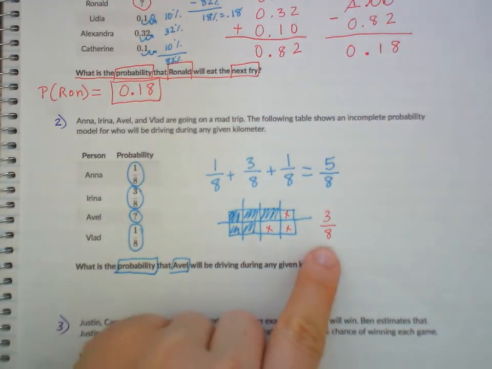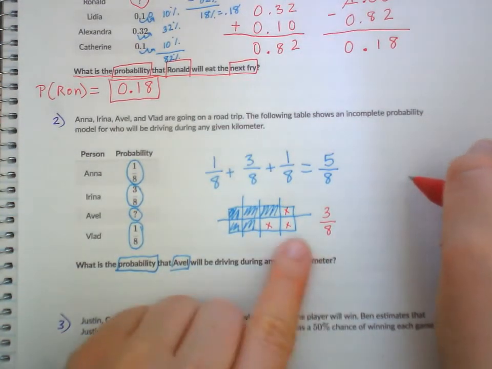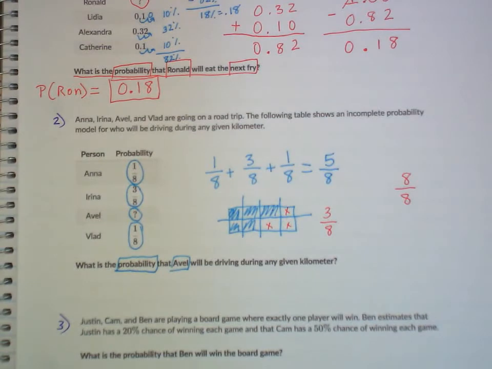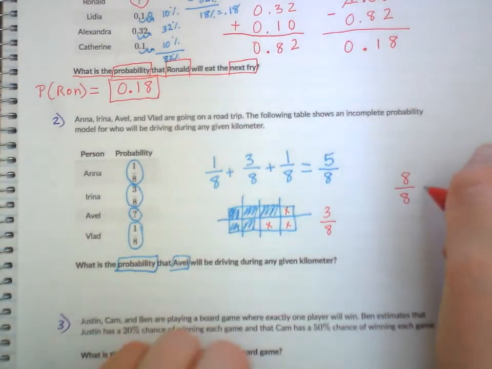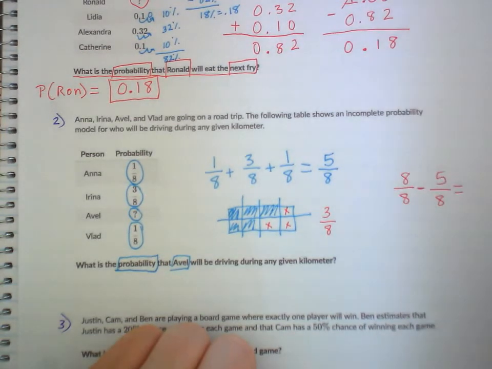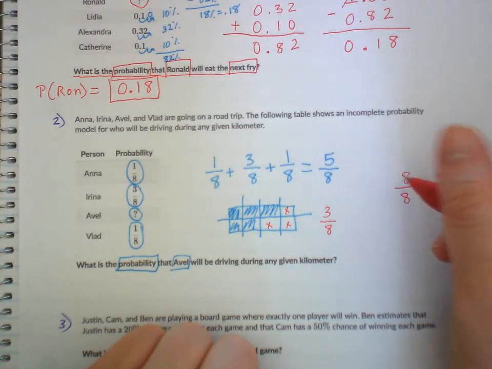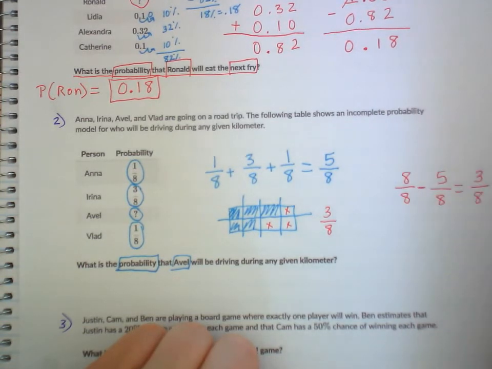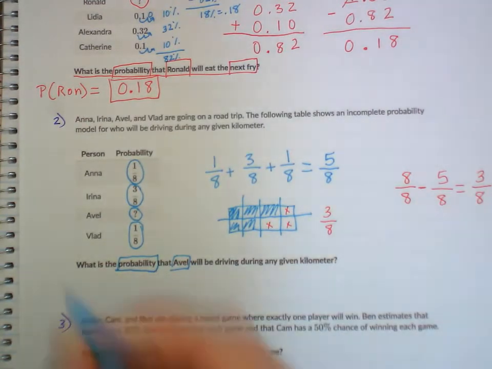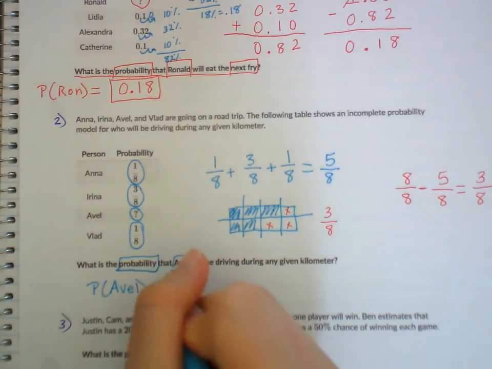If you don't want to do it with a model, we know that a total, 1 whole, is 8 out of 8 pieces. Okay? We already have 5 out of 8. So how much is left? Subtract. Common denominator. 8 minus 5 is 3. So 3/8. So what's the probability that Avel will drive next?